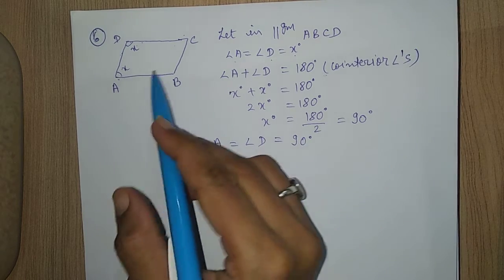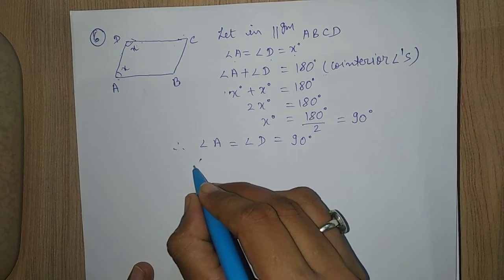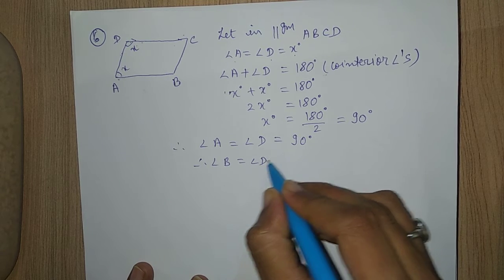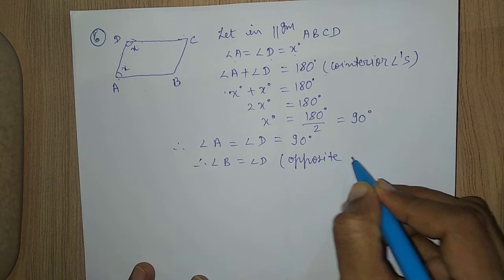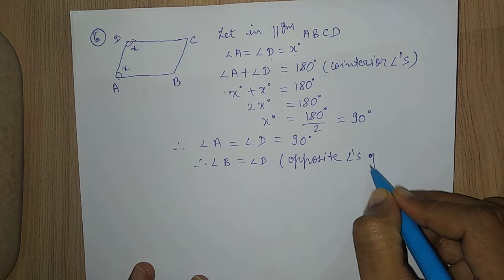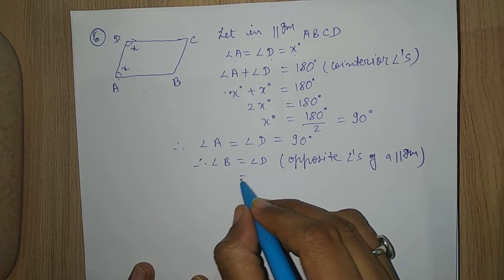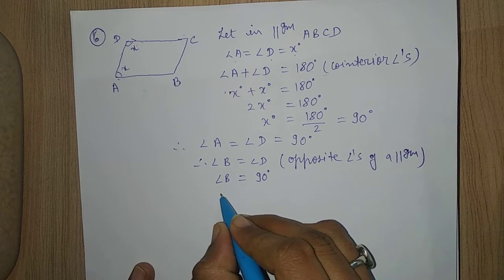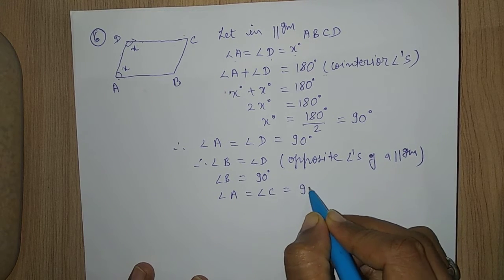Now since we know that in a parallelogram opposite angles are equal, therefore angle B is equal to angle D. Opposite angles of a parallelogram. So angle B is also equal to 90 degree. Similarly, angle A is equal to angle C is equal to 90 degree.